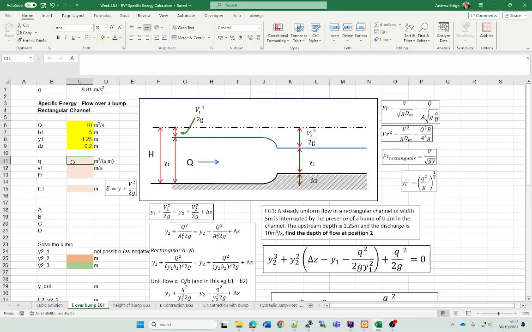So here we have lowercase q. Remember, lowercase q is flow per unit width, so it's just capital Q divided by width. We don't need to fix anything because we're only going to use this value once. The velocity, well, that's flow divided by area, divided by B times Y.